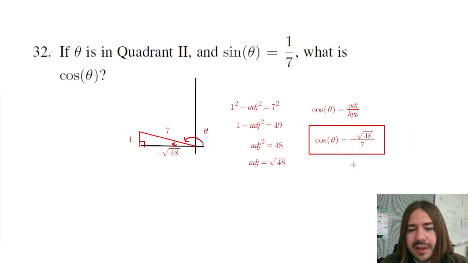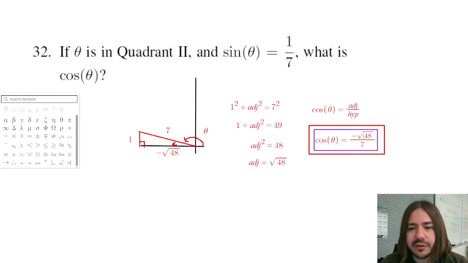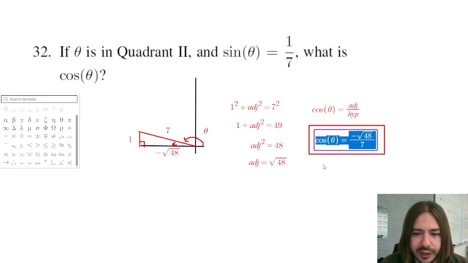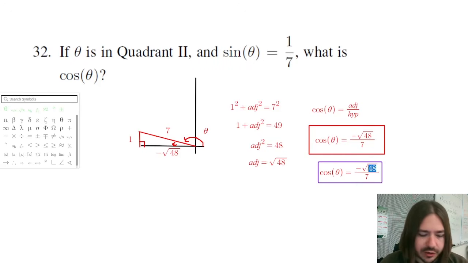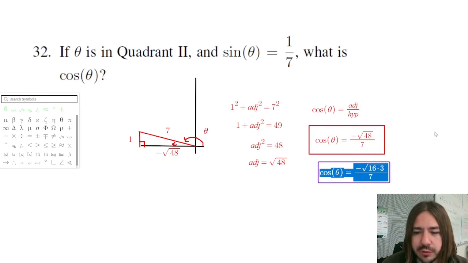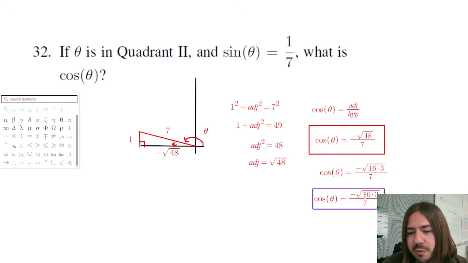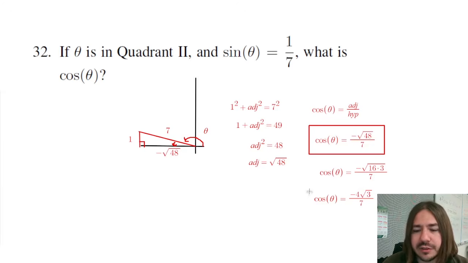And we could simplify this a little bit since there is a perfect square factor of 48. Even though this is correct, we could write 48 as 16 times 3 and then take the square root of that 16. So if this is a multiple choice question, you might see this written as negative 4 root 3 over 7. That would be equivalent, but also considered simplified. So each one of these is fine, but you might want to know how to actually simplify that square root.